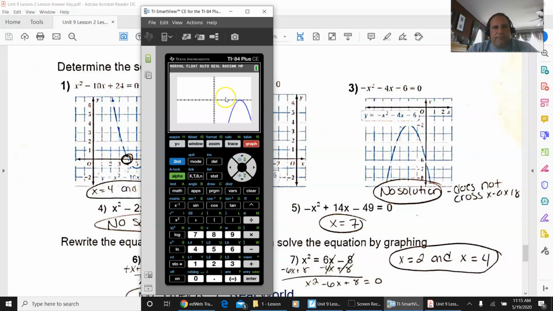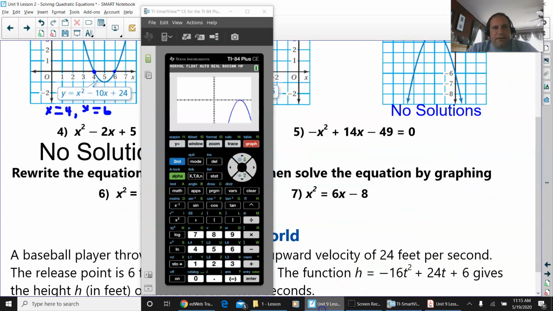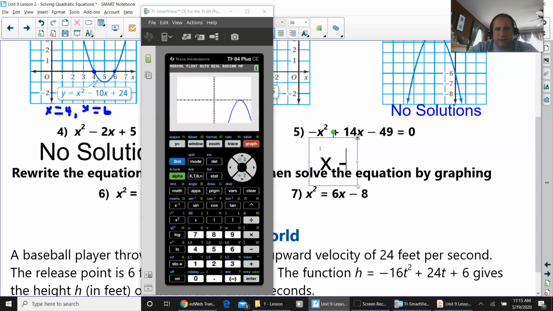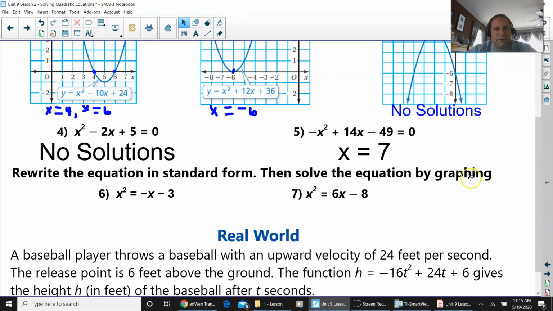All right, so we have right here 1, 2, 3, 4, 5, 6, 7. So x equals 7. Only touches it once, so x equals 7. And that is the solution.